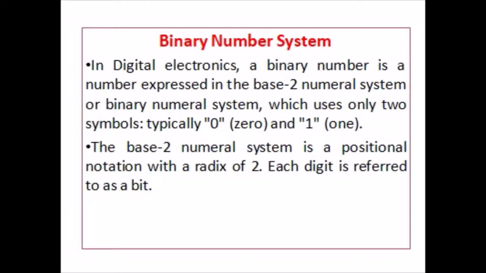Binary number system. It is also called the binary numerical system. In digital electronics, a binary number is a number expressed in the base 2 numerical system, which uses only two symbols, either 0 or 1. The base 2 numerical system is a positional notation with a radix of 2. Each digit is referred to as a bit. Hence, 0 or 1 is stored in the form of bits. 1 byte is equal to 8 bits.